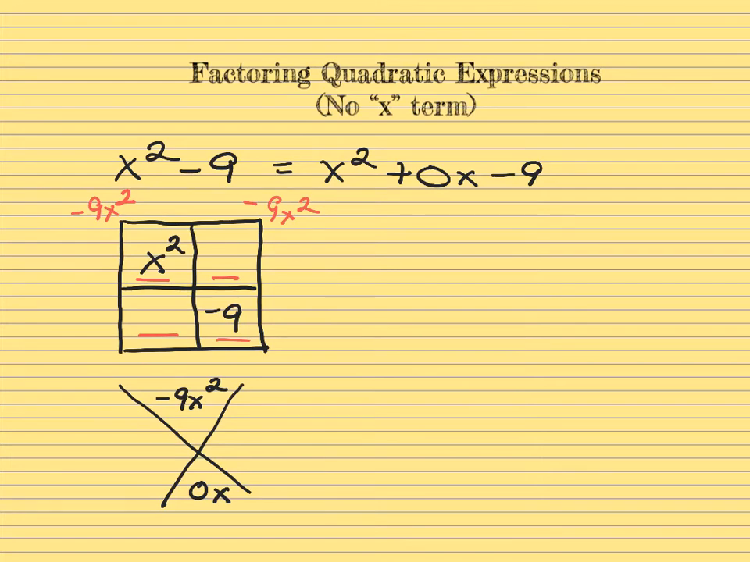If I take a look at the factors of negative 9, it's negative 1 and positive 9, and positive 1 and negative 9, or I can use negative 3 and positive 3. And it's the last combination right here that's going to take care of things for me, because negative 3 times a positive 3 gives me a negative 9x squared, and also a negative 3 plus a positive 3 will give me that 0x. So negative 3x and positive 3x are the two terms I'm looking for.